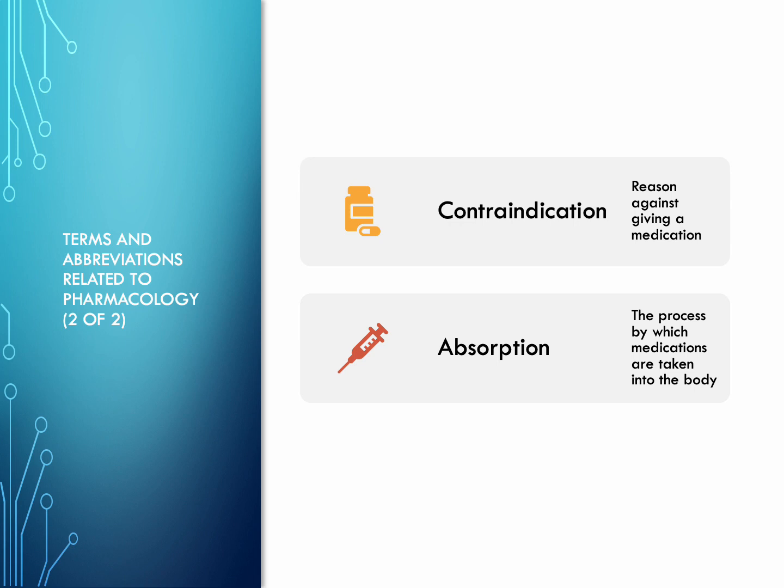Okay, so 2 additional terms that we should know are contraindication and absorption. Deeper into the lesson, it will become clear how these terms apply, but for now, understand that a contraindication is a reason against giving someone a medication. Some of the most common reasons for not giving someone a medication, in other words, giving the medication would be contraindicated, are things like sensitivity or allergy to the medication, pregnancy, lactation, renal disease, and hepatic disease.